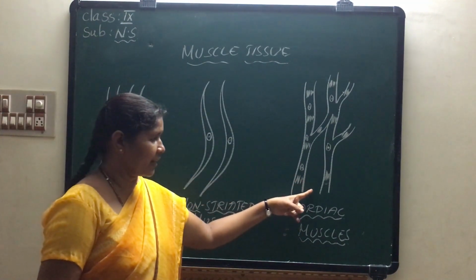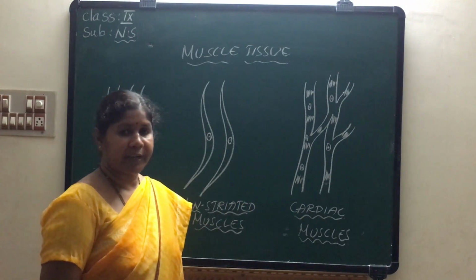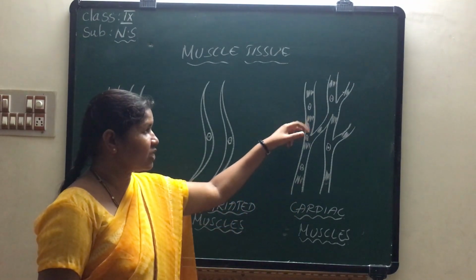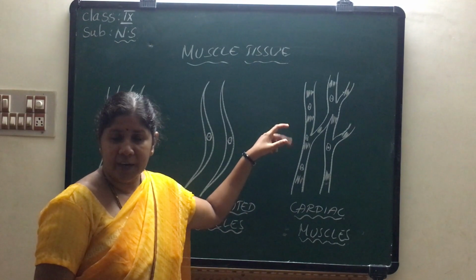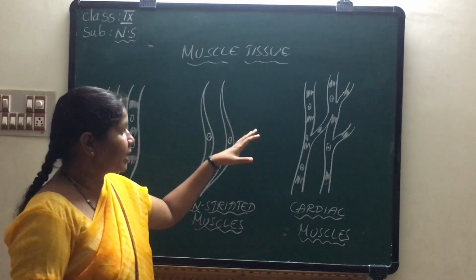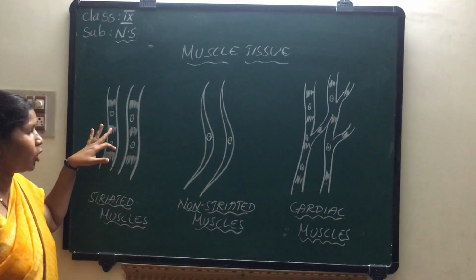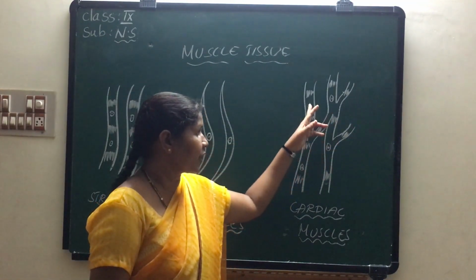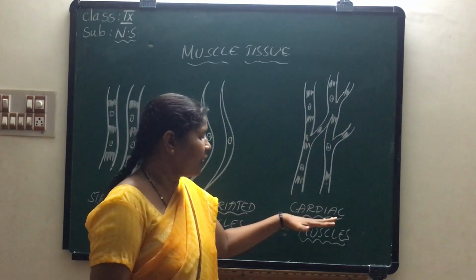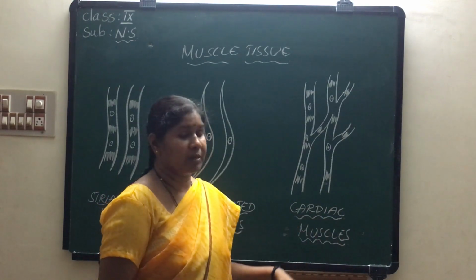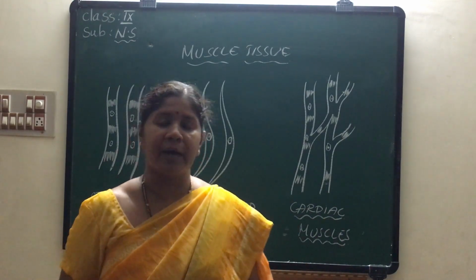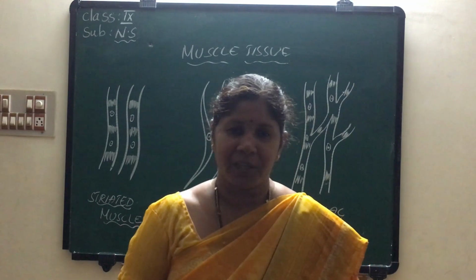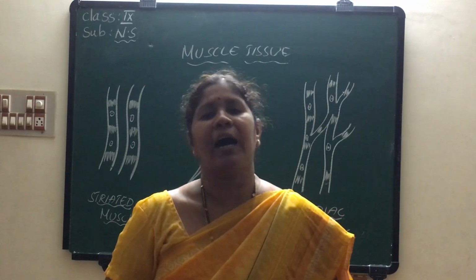The last one is the cardiac muscle. In cardiac muscles also you can find striations. But here, in the earlier muscle, you see the muscles are not branched. Here the muscles are branched and you can find many nuclei. These cardiac muscles are present in the heart. You can find them only in the heart.